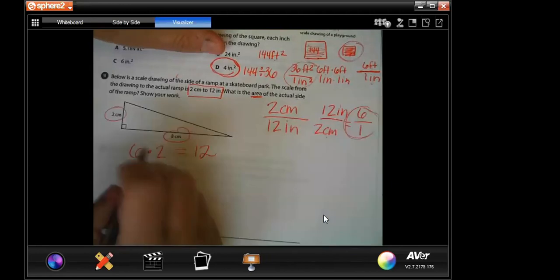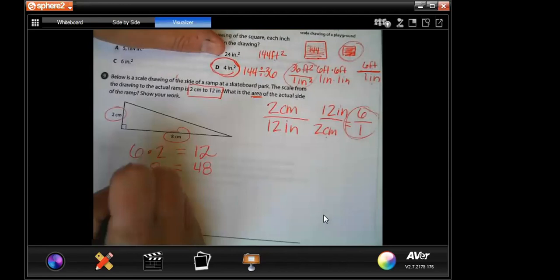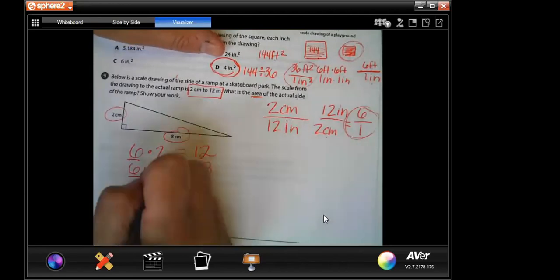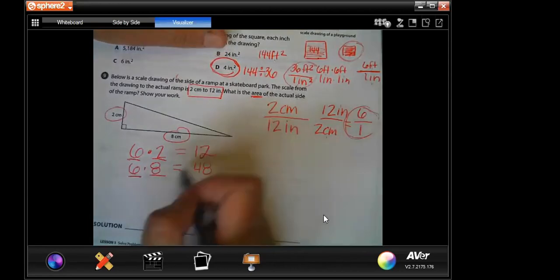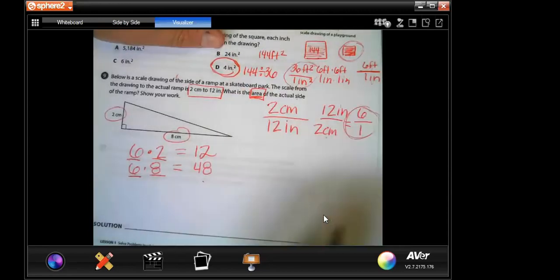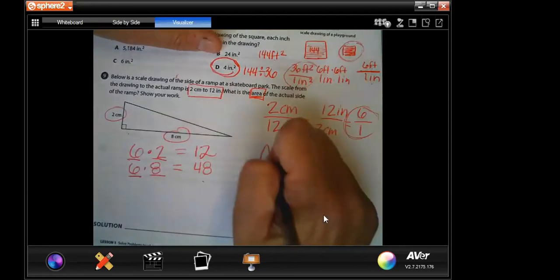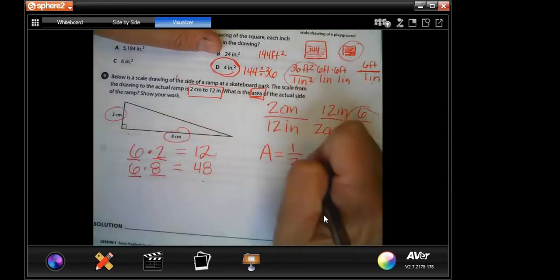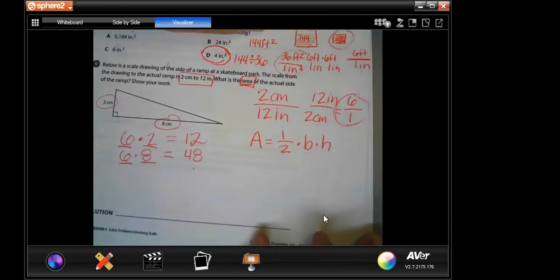All right. And then I'm going to go 6 times 8, which is 48. Okay. This is my scale right here. This is my side, and this is my side. So now that I have that, I need to find the area. This shape is a triangle. So area equals 1/2 times base times height. That's the formula to find the area of a triangle. So all you're going to do is plug it in.